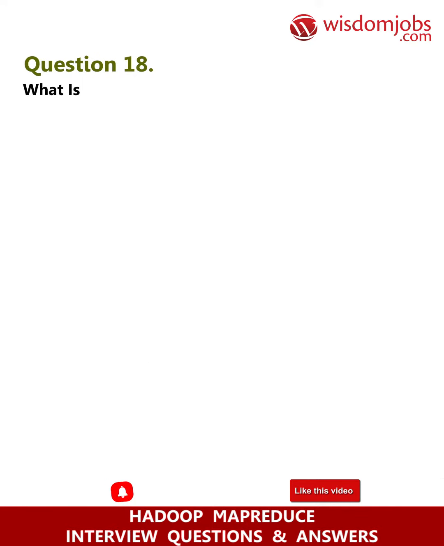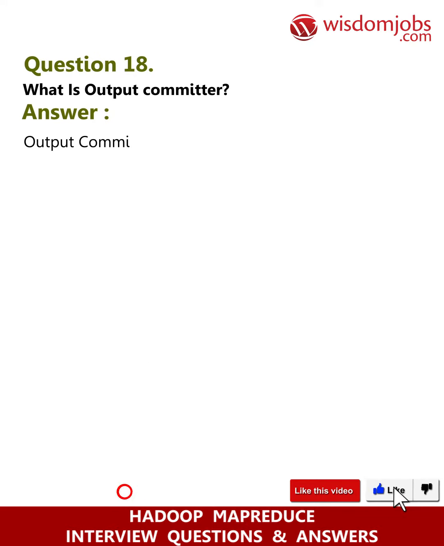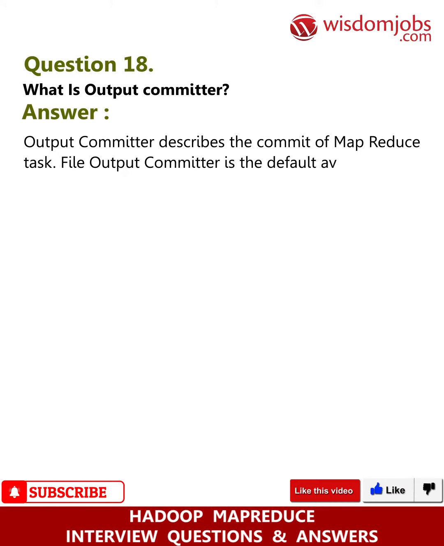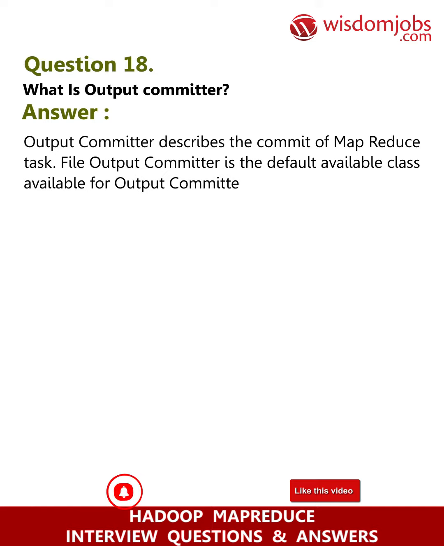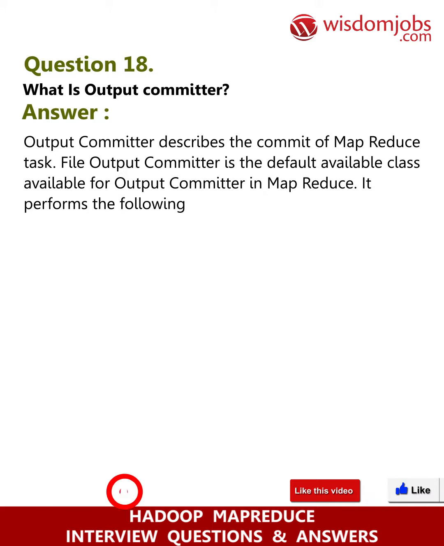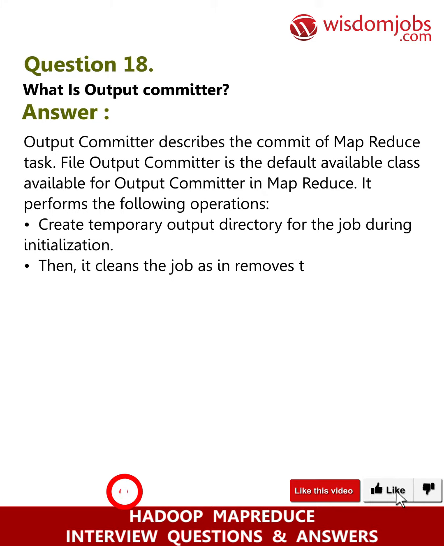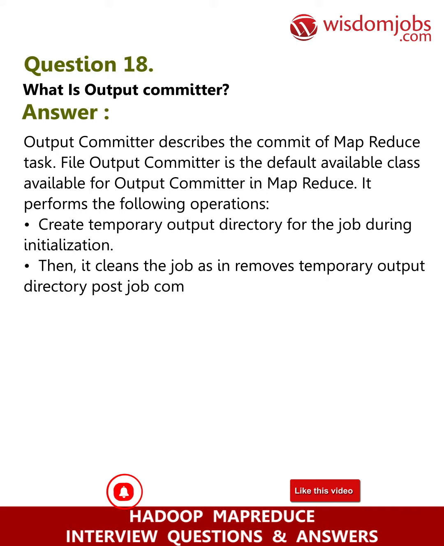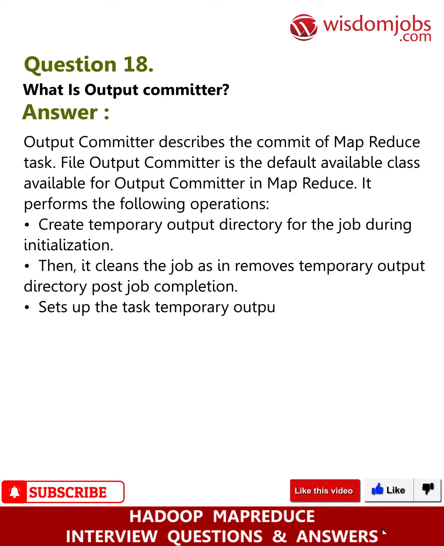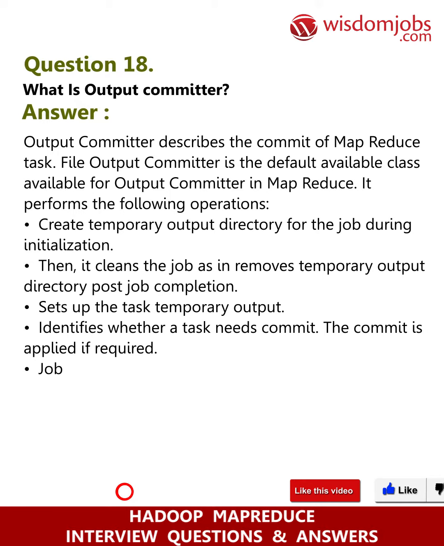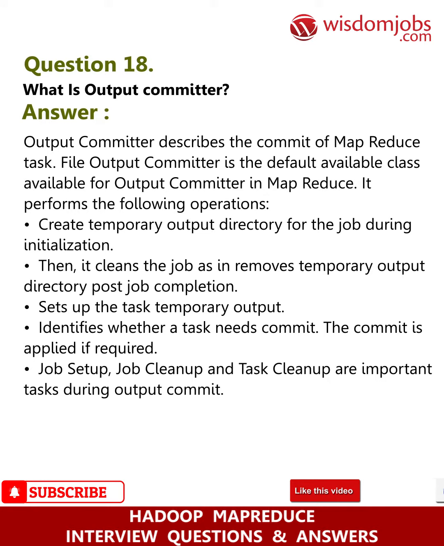Question 18. What is output committer? Answer. Output committer describes the commit of a MapReduce task file. It is the default class available for output commit in MapReduce. It performs the following operations: creates a temporary output directory for the job during initialization. Then it cleans the job, removing the temporary output directory after job completion. It sets up the task temporary output, identifies whether a task needs commit, and applies the commit if required. Job setup, job cleanup and task cleanup are important tasks during output commit.